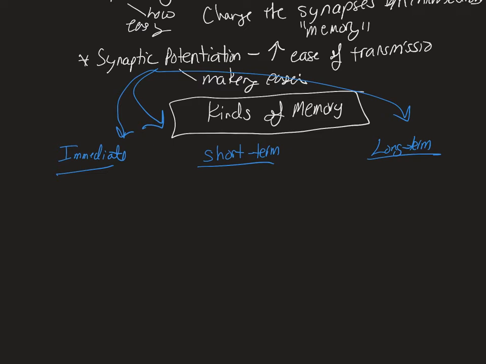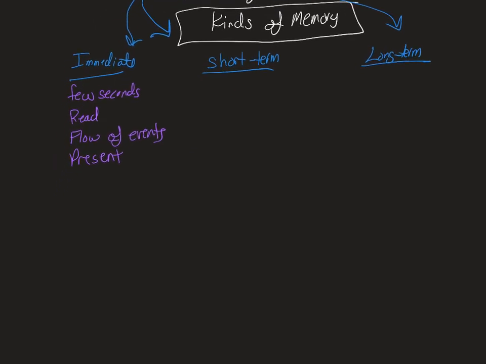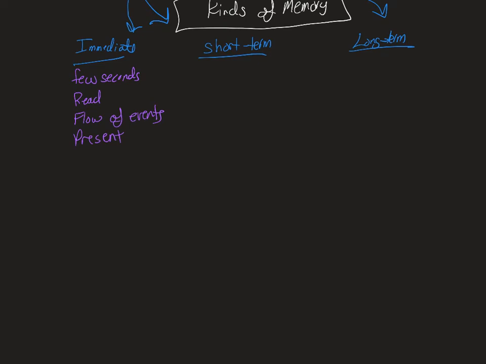So immediate memory is all about the immediate, okay? We're talking about a few seconds of recalling something. So for example, when you read, you are looking at a line and you have in your mind that immediate memory of what those words are, okay? This idea of immediate memory is also what gives us this sense of time, the flow of events, the present, all right? How do we feel the present? How are we aware that something is happening in the now, okay?